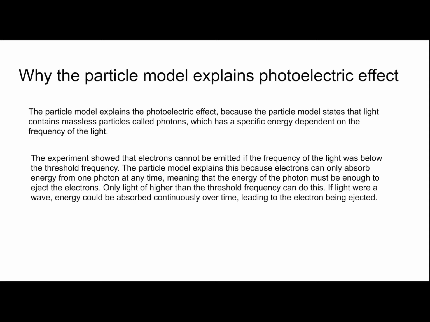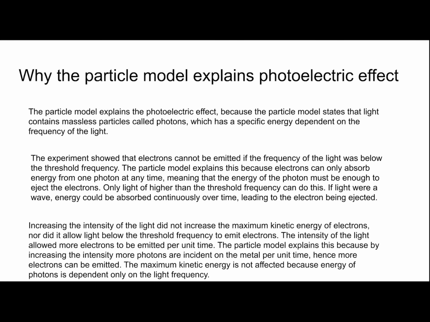If light were a wave, energy would be continuously absorbed over time, leading to the electron being ejected. So the electrons could continuously absorb energy over time, meaning that I could have some frequency of light incident on the metal, and after some time electrons would begin to be ejected. However, as we explained, the observation was that no electrons were ejected no matter how long the light was incident on the surface of the metal.